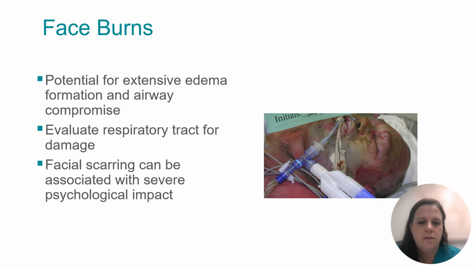It will also kind of allow you to evaluate that respiratory tract for damage that's caused from their injury. So if you were in a smoky building, did you inhale any soot and smoke? Do you have some kind of inhalation injury, or do we need to be concerned for additional swelling from that injury? Facial scarring can happen. Usually, faces end up healing fairly well. They have good blood supply, but it can cause some significant psychological impact with some of your facial scarring.